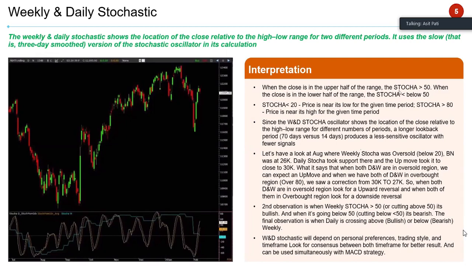Let me run through the weekly and daily stochastics. This is the weekly stochastics. If you see the blue line, I hope you can see my PPT, correct? Yes. Perfect. The first time the daily stochastics, I'm talking about percentage K, D, whatever, crosses the weekly stochastics, it is bullish. I'm not talking about any buying or selling here. And whenever the daily goes below weekly, it is bearish.